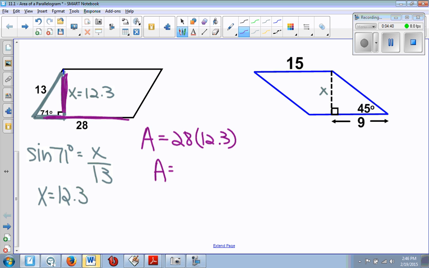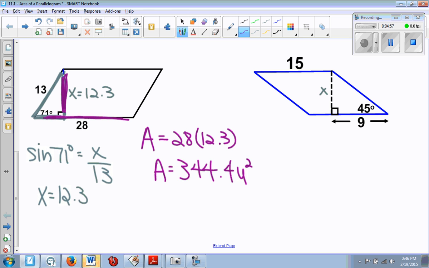By multiplying those two things together, we end up with a total area of 344.4. And again, it would be in units squared, depending on what the units are.